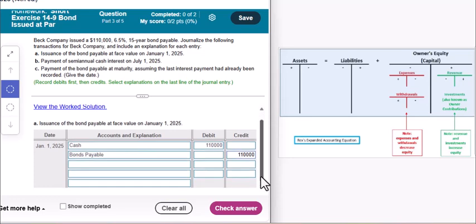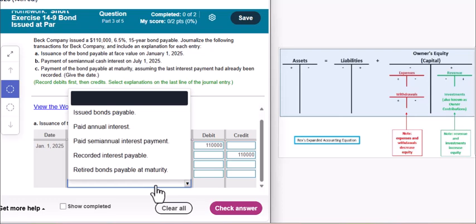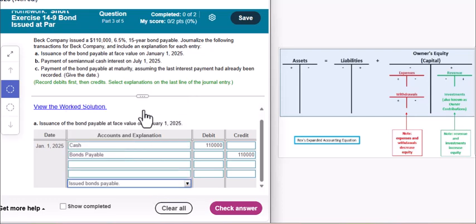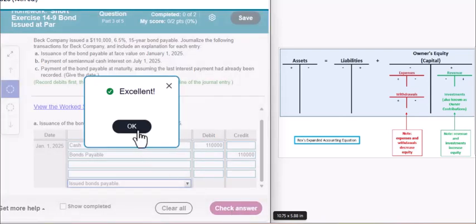And then for our explanation, this was when we issued the bonds payable. So let's go ahead and input that. And then we can check the answer. Excellent.